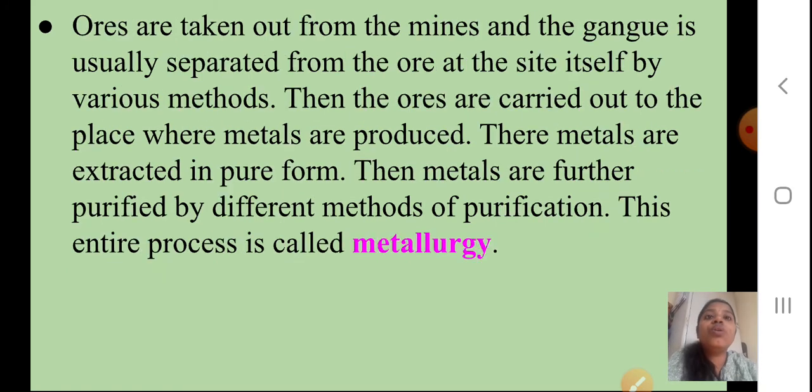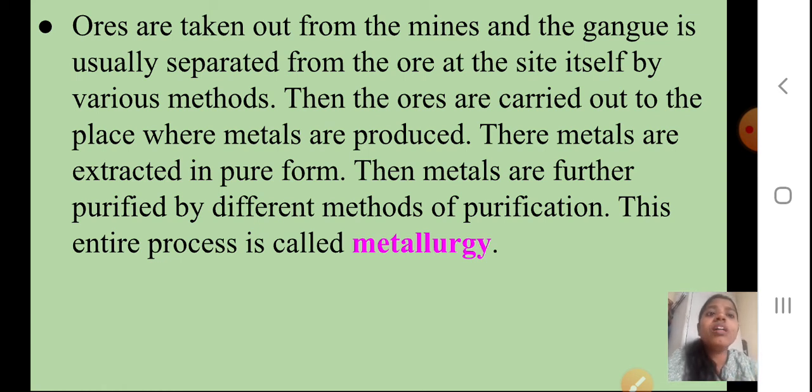Ores are taken out from the mines and the gangue is usually separated from the ore at the site itself by various methods. So at the mining site, wherever mining is done, the ores are removed, and whatever impurities are in those ores are removed at that site only. Then the ores are carried to a different place where metals are produced. In industries they send this ore now.